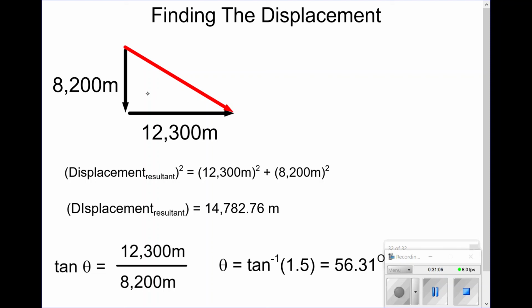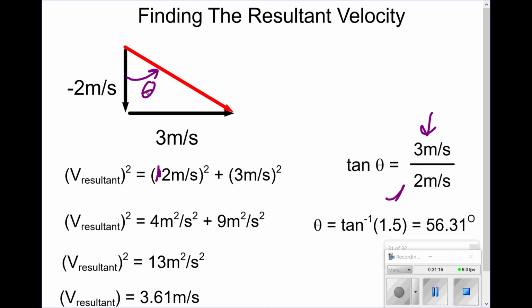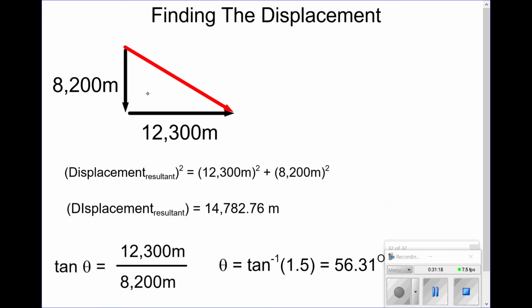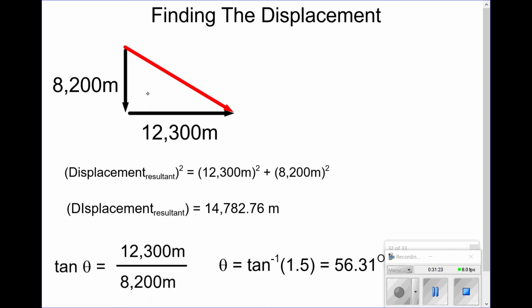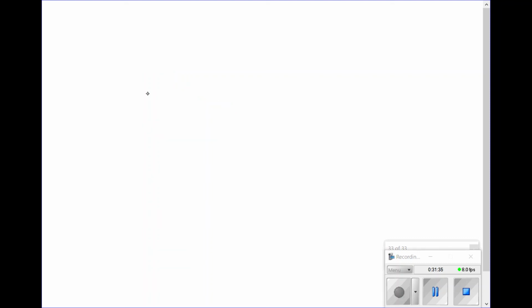To find my displacement, as I said earlier, I can take my displacement vectors and simply add them up vectorially. Or if I chose to, since I have my velocity resultant vector, I can multiply that by the time and find my displacement that way as well. The options are up to you. There is no method that's more correct than the other. It just comes down to what approach makes you happiest.